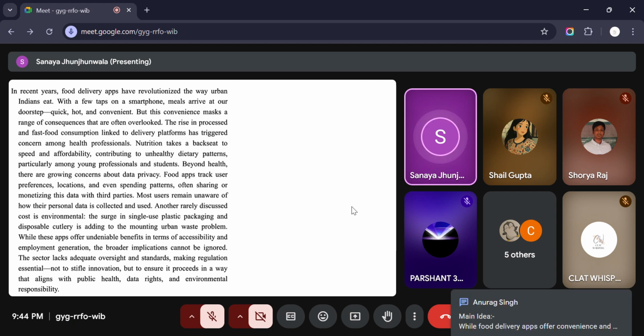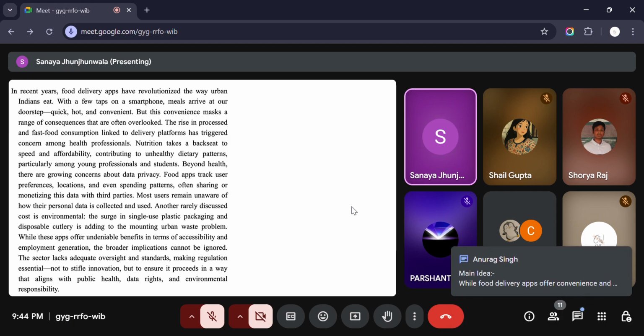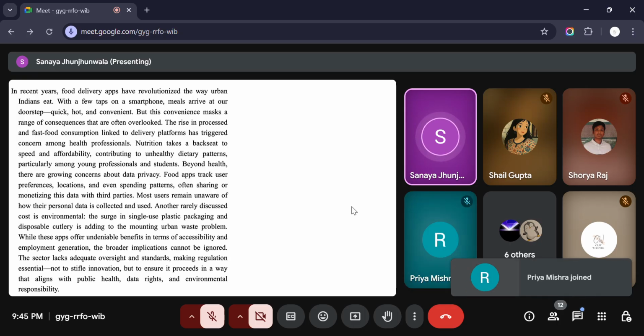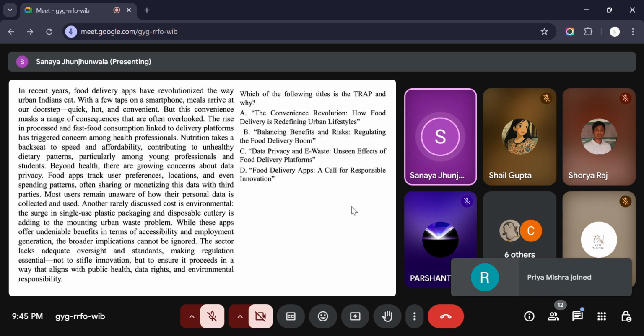Okay, guys, is everyone done? Okay, yes, Anurag, that is the main idea, that while food delivery apps are convenient and beneficial, they are also bringing significant concerns such as health, data privacy, and environmental impact without proper regulation and oversight. Actually, that is pretty much covering the whole passage. So good for you. That is the main idea. But for others, let's just discuss it once.